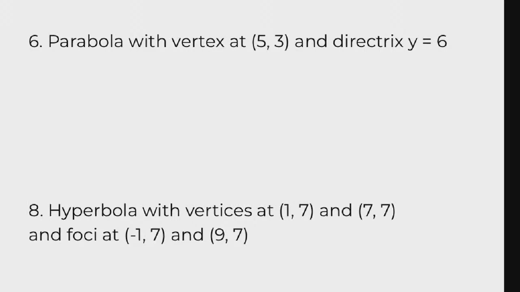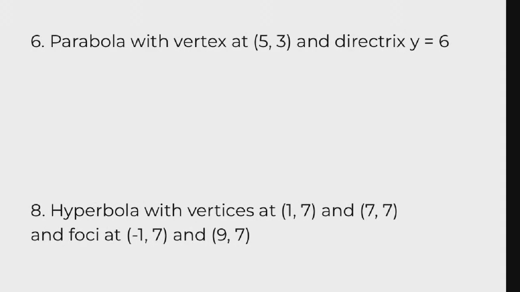Next, we have a parabola with vertex at (5, 3). If it helps, I'm just going to draw a little picture here. We have the vertex at (5, 3), which is going to be somewhere here, and directrix at y equals 6. So that's going to be above that, which means our graph is going to open down.